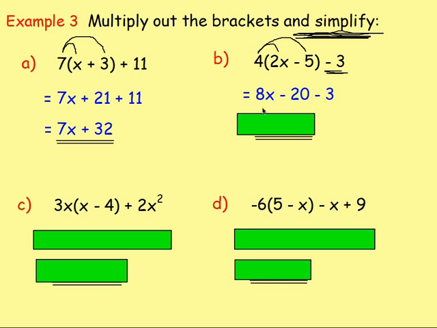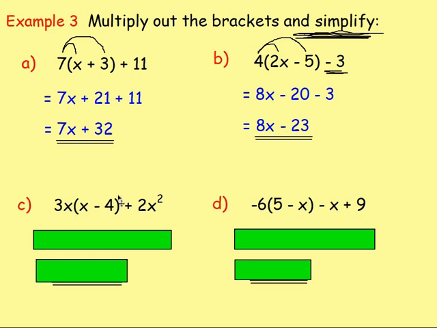You do indeed. And then simplifying that, you've got x's. How many x's do you have? Just 8x. So you've got 8x there. And then negative 20, take away 3. What's negative 20, take away 3? Negative 23. Good.